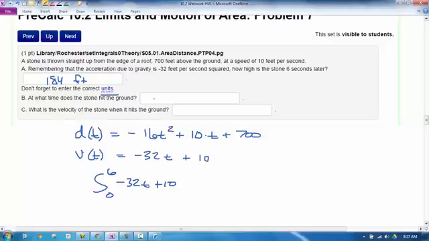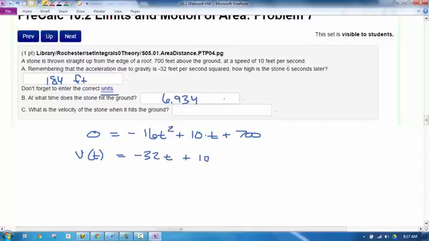Okay, the next question, at what time does this stone hit the ground? There's probably different ways to answer this as well, but the easiest way is to plug in 0 for distance and find out what time that is using the quadratic formula. I did that with a program in the calculator and got about 6.934, and don't forget the seconds, the units.